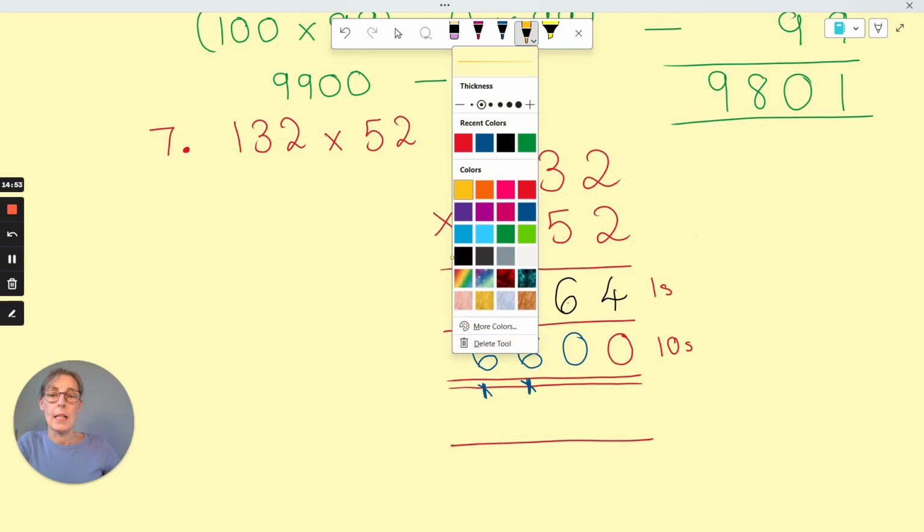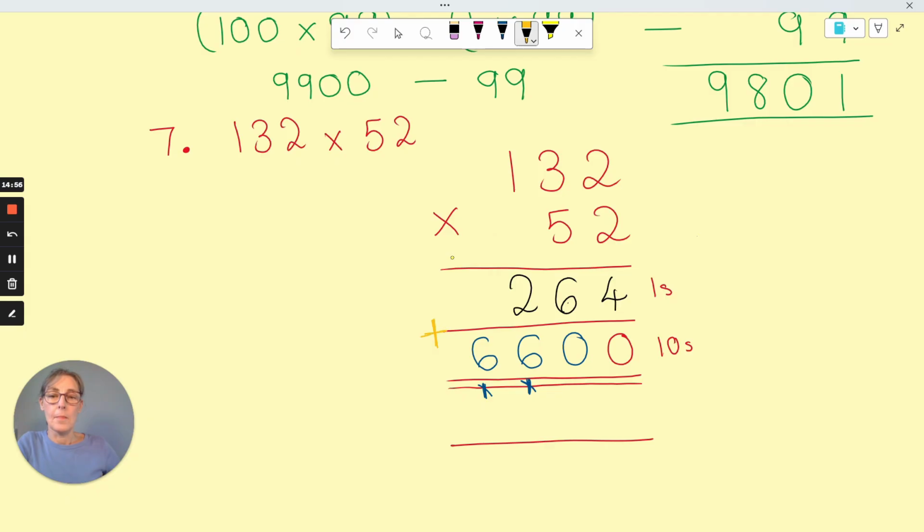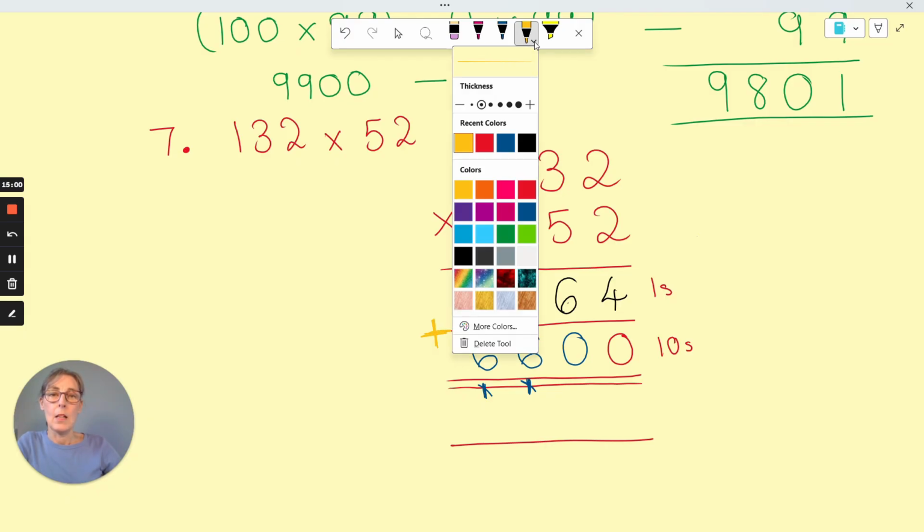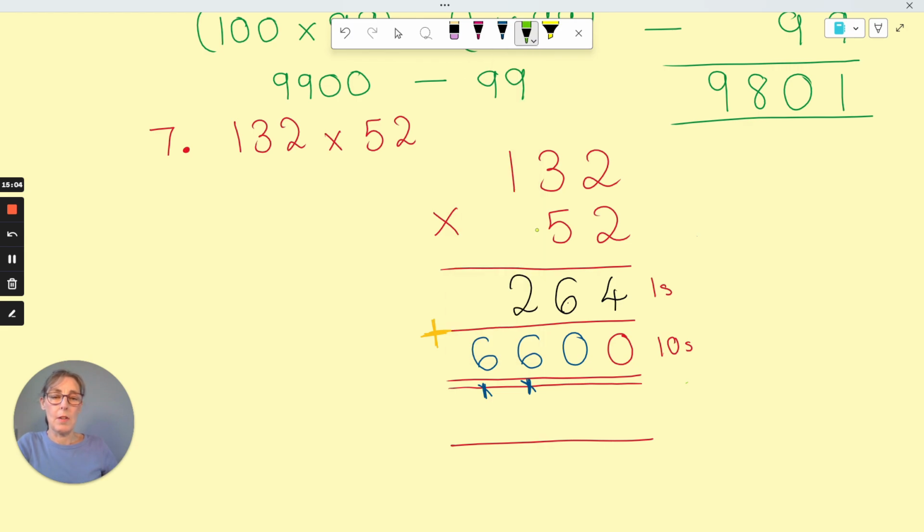Let's put a little add here. All right, I'm going to add those up and give me an answer. Let's choose a green. Oh, that's very lime green. We'll see what that looks like. 4 plus 0 is 4. Oh, that's not bad. 6 plus 0 is 6. 2 plus 6, or 6, 7, 8. And then 6. So we've got 6,864.